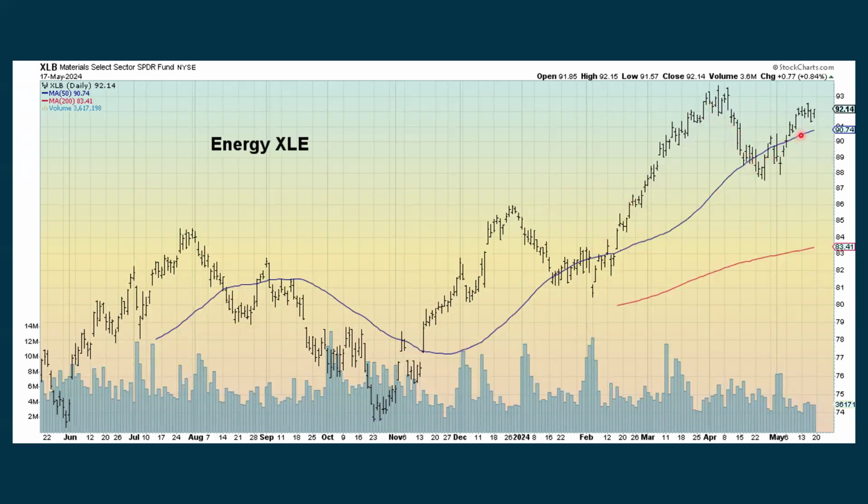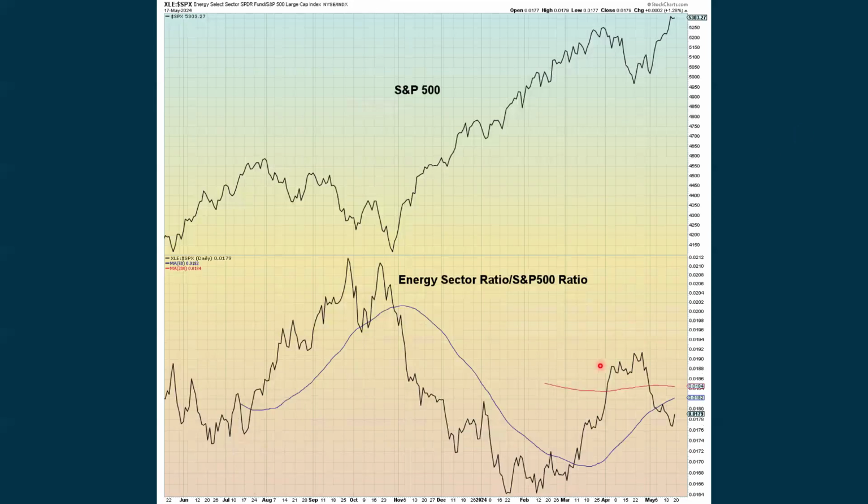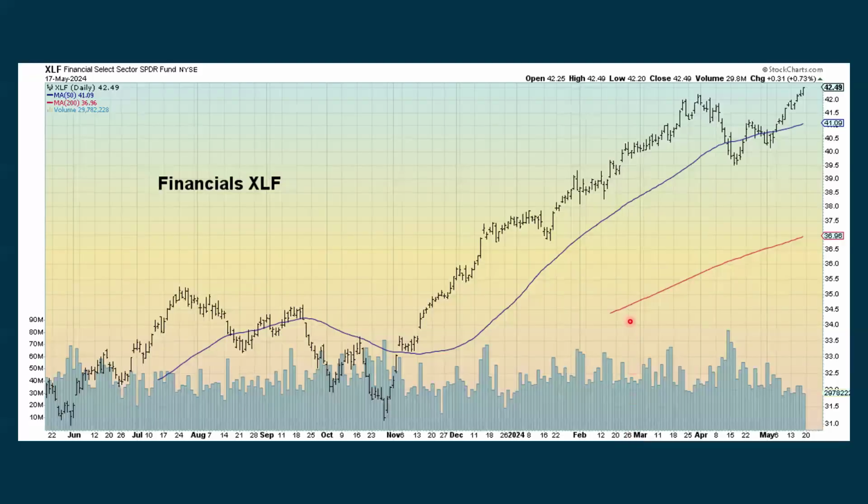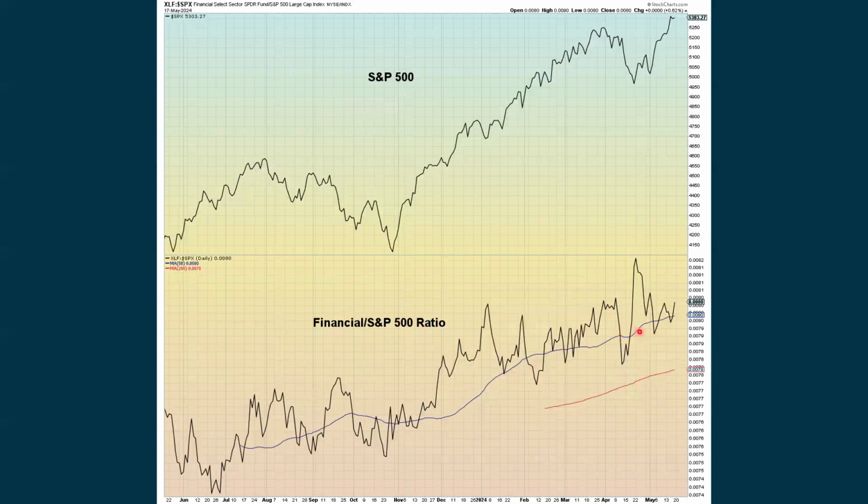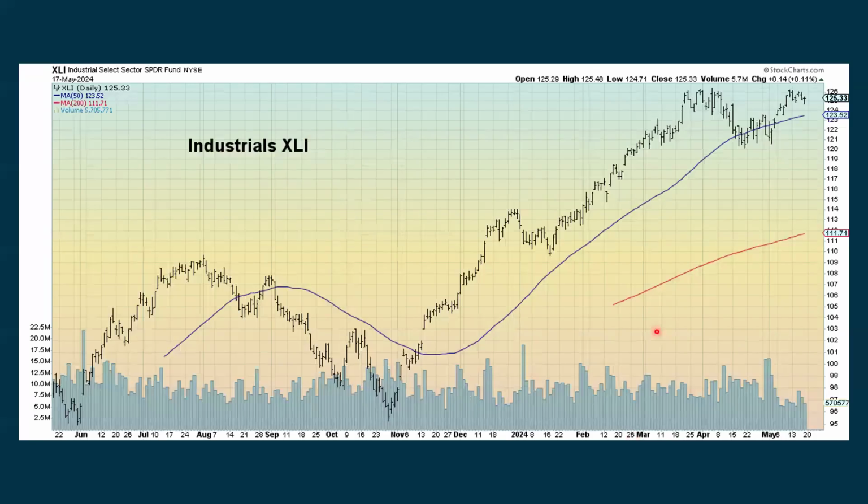Energy, which is in an uptrend all by itself, had pulled back in April. Now it's starting to go back up. But when we look at it compared to the S&P, it's really continuing to underperform, and it's in a longer-term downtrend on a ratio basis. We'll look at the financials, which continue to be strong all by themselves. Even when we compare them to the S&P, not really breaking out to the upside, but they're in an uptrend and slightly outperforming the S&P.